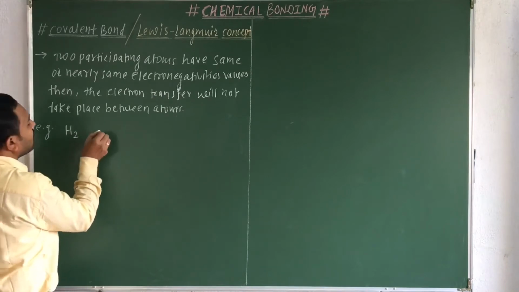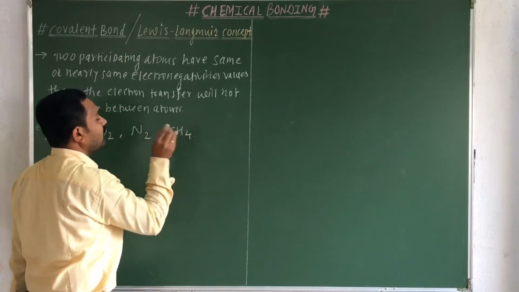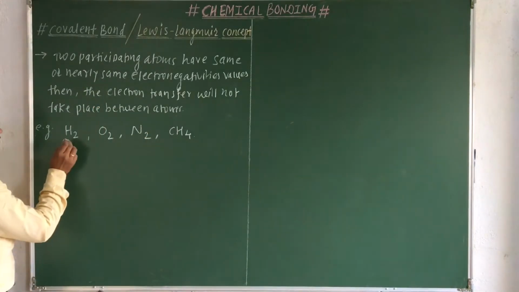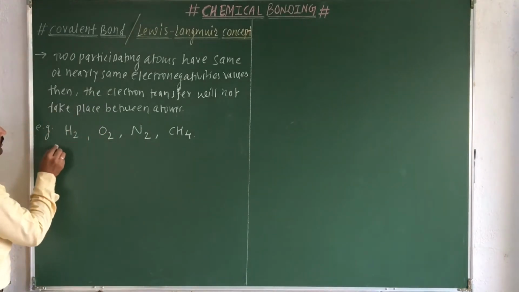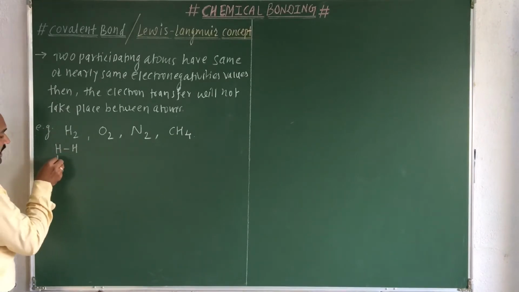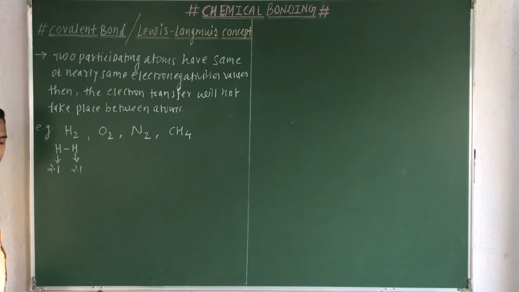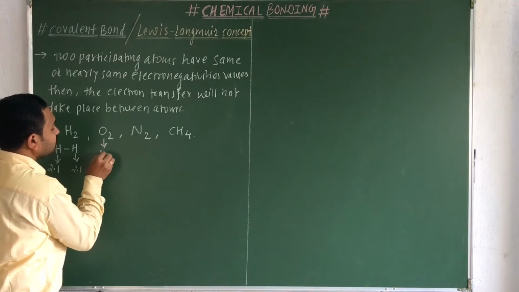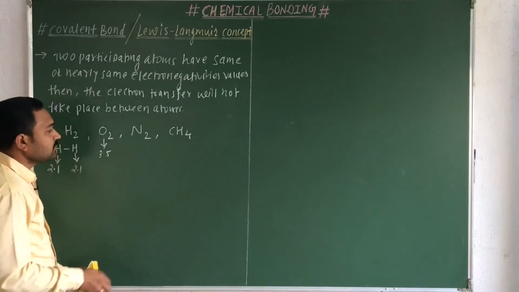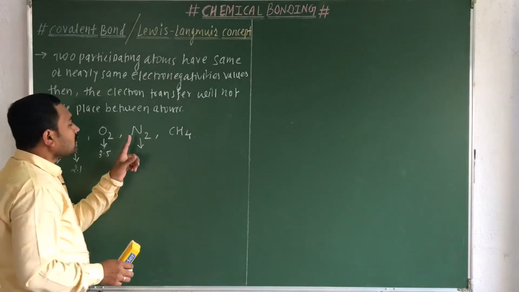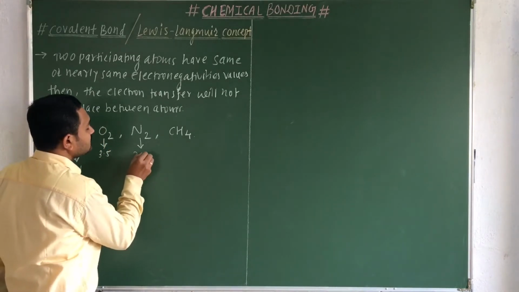O2 molecule, N2 molecule and CH4 molecule. Here we know that the H2 molecule is formed by the combination of two hydrogen atoms. Obviously these two hydrogen atoms have the same electronegativity value, that is 2.1. Oxygen has the electronegativity value 3.5, and the oxygen molecule is also formed by the combination of two oxygen atoms. Nitrogen is again formed by combining two nitrogen atoms, and its electronegativity value is 3.0.